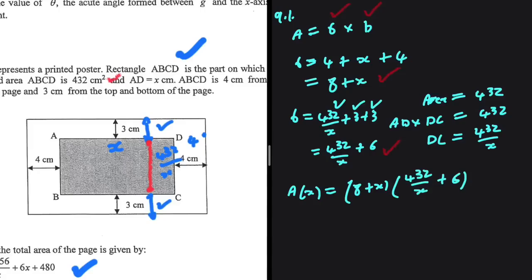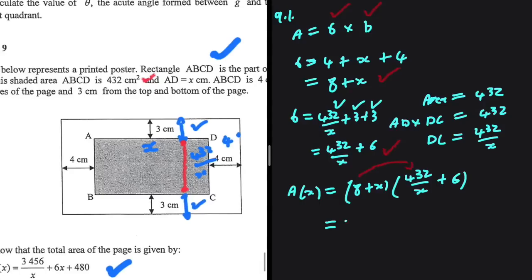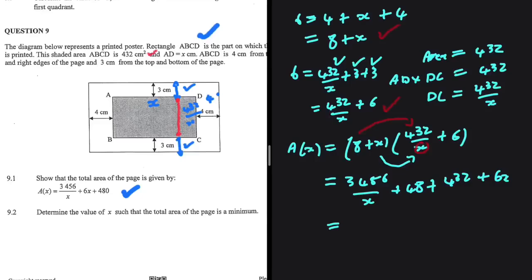So we just have to multiply these two brackets. 8 multiplied by 432 is 3,456 divided by x. And then 8 multiplied by 6. What is 8 multiplied by 6? That is 48. So we have plus 48. Now we multiply x by 432 divided by x. There's this x on the denominator, so they will cancel out. We get 432. Plus 6x.